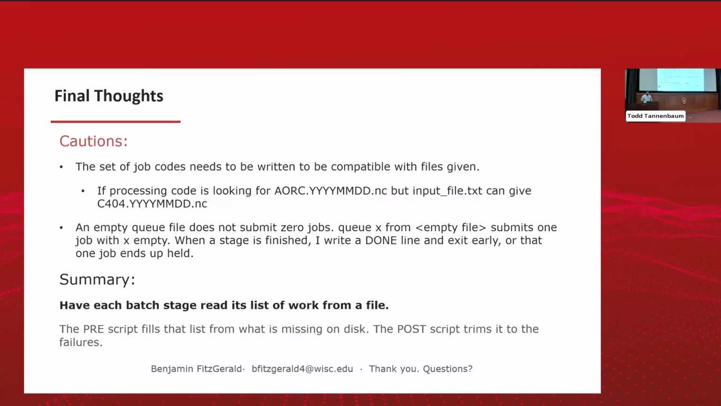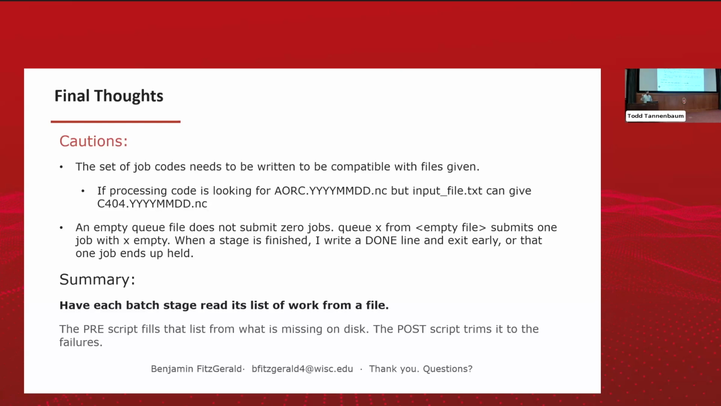Some final thoughts. The set of job codes does need to be written in a flexible manner. If you have an input file that can take in lots of different types of data, your Python codes also need to be able to open those. In this case, we might have our AORC data set that works fine, but if our input file can take CONUS 404 data, you want your Python codes to also be able to open and analyze it. And if you have a blank input file, it doesn't necessarily not submit any jobs. It submits one job without any input. So you need to be aware of what's going on there, because if you do that, your job will probably go on hold.